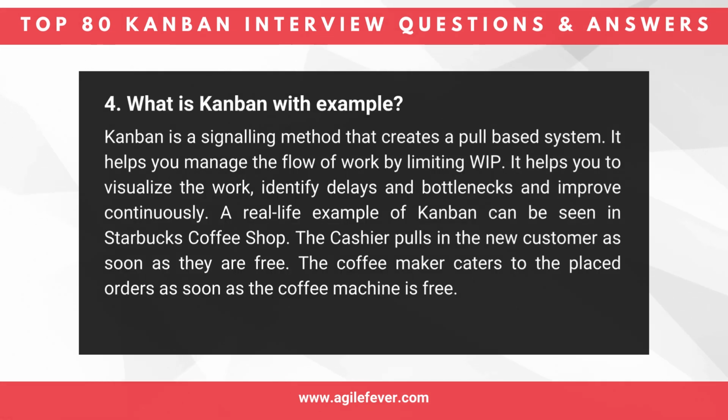Question 4. What is Kanban with example? Kanban is a signaling method that creates a pull-based system. It helps you manage the flow of work by limiting WIP. It helps you to visualize the work, identify delays and bottlenecks and improve continuously. A real-life example of Kanban can be seen in a Starbucks coffee shop. The cashier pulls in the new customer as soon as they're free. The coffee maker caters to the placed orders as soon as the coffee machine is free.